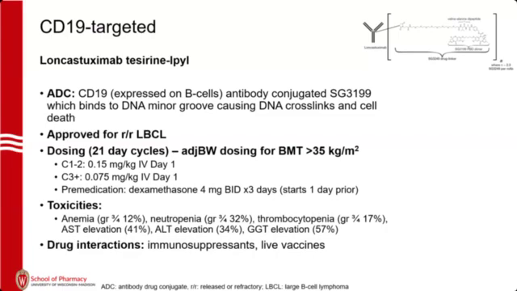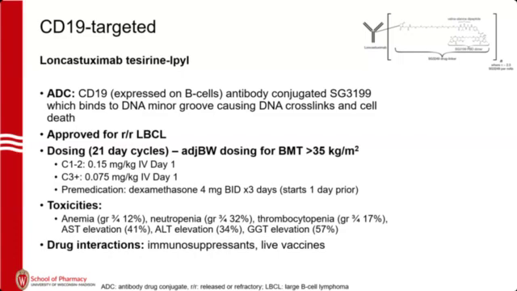linker product. This is currently FDA approved for relapsed and refractory large B-cell lymphoma. Dosing is here on the slide, calling out that it is dosed on adjusted body weight for those that have a BMI greater than 35 kg per meter squared. That's a Wisconsin unit, of course. Pre-medications are noted here on the slide as well.